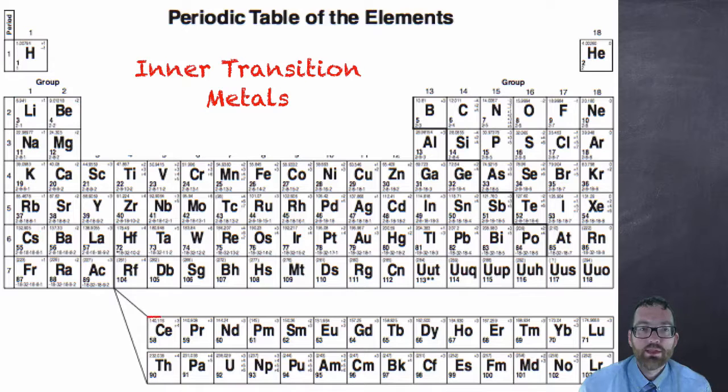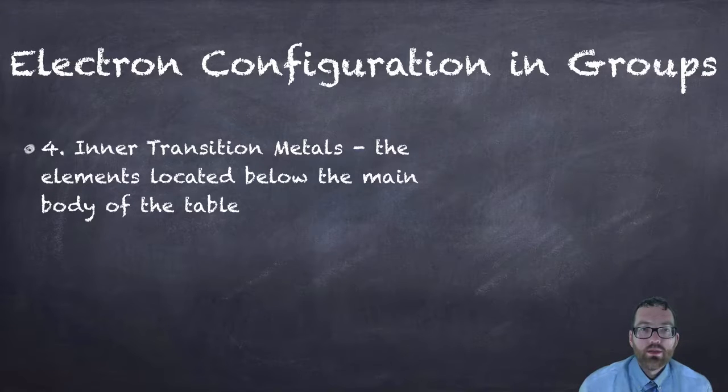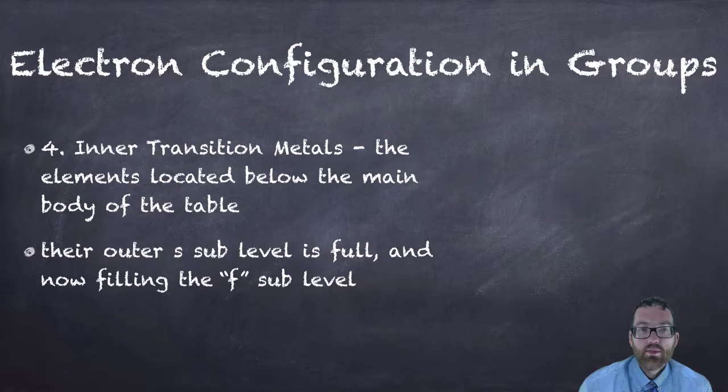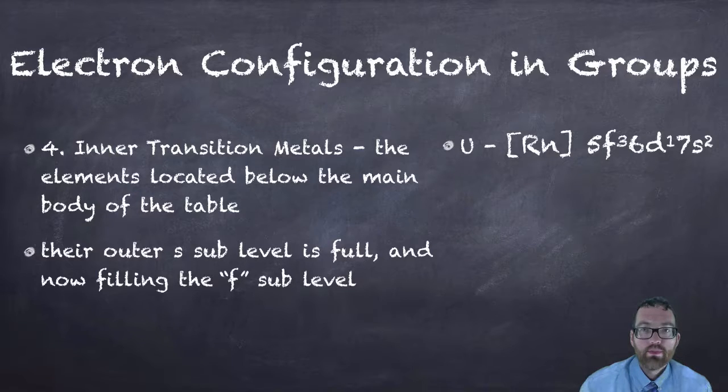Next, we have the inner transition metals. There are these two rows at the bottom of the table here. Their outer s sublevel is filled, and they are now filling the f sublevel. So if you see an f with electrons in it, you know it's an inner transition metal.